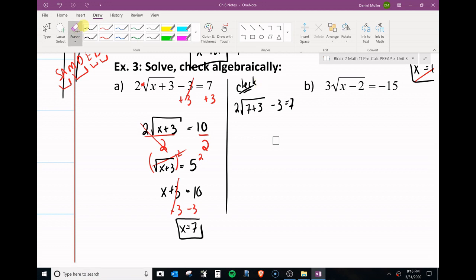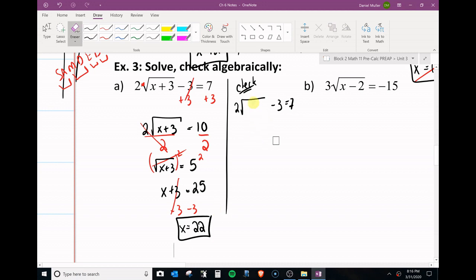Why did I make a mistake? I don't know why. I got 5 squared here. 5 squared is not 10. So if you were with me this whole time, you're like, Mr. Muller, why on earth? I'm sorry, this is 25. 5 squared is 25. Now, 25 take away 3. Well, that's 22. So that's the answer that I get. So that's what I need to check with.